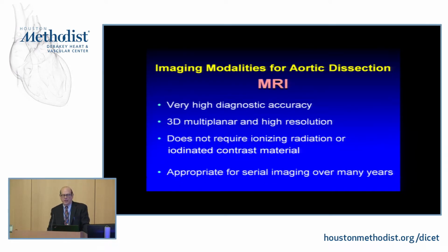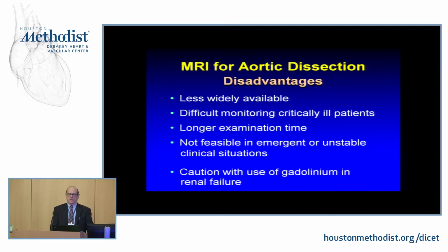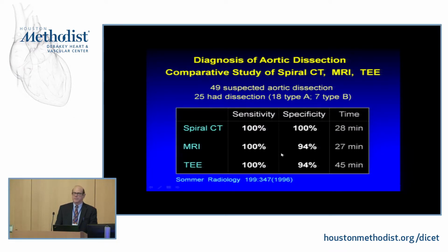MRI, also very accurate, has a beautiful resolution. The pictures are gorgeous, but not so easy in patients who are critically ill on ventilators and other situations. CT and MR are the preferred choices for serial imaging. We don't do TEE on an annual basis after repair of aortic diseases, et cetera. MRI is not as widely available. I've mentioned already, not so easy in very ill patients. Takes a little more time, although that's getting better, and there is an issue with gadolinium in some patients.